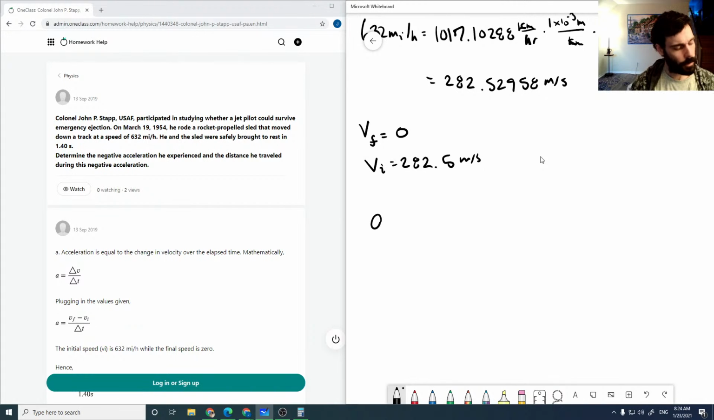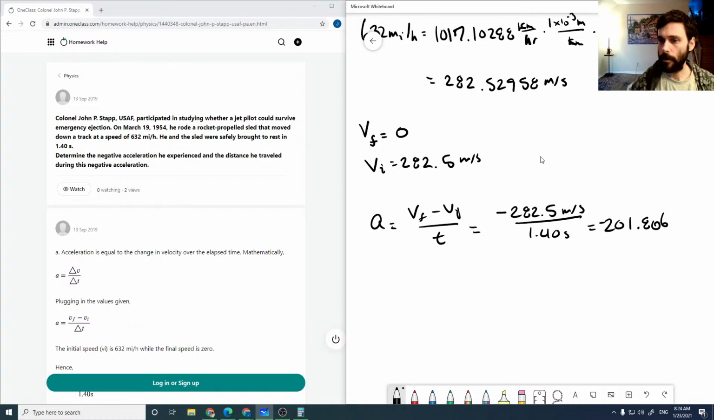So our acceleration is just VF minus VI over T, which is minus 282.5 meters per second over 1.4 seconds, which is minus 201.806 meters per second squared.